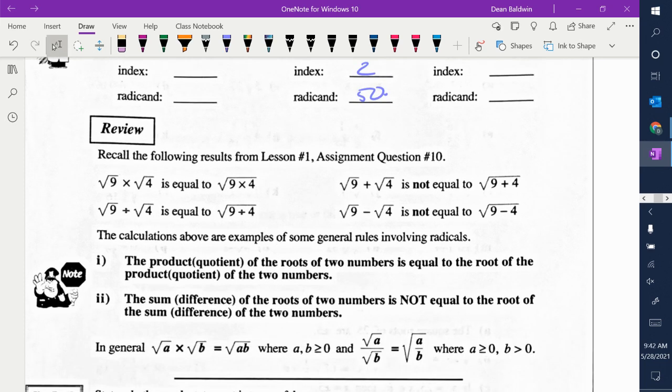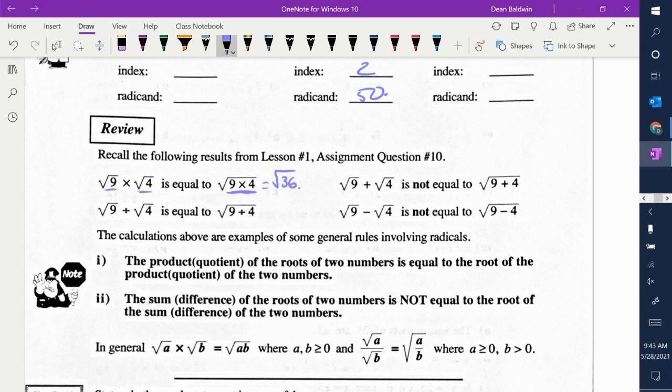I can't even remember if you do this in grade 10 or grade 9. If you are multiplying individual radicals with the same index number, that is the key here. So what's the index number on the 9 and the 4 here? 2. So we're doing square roots. As long as the index number is the same, you can put them both under the same square root. So this would be equal to root of 36, right?